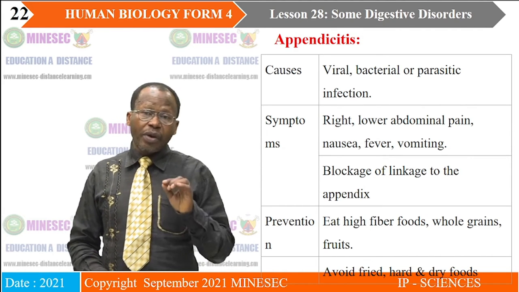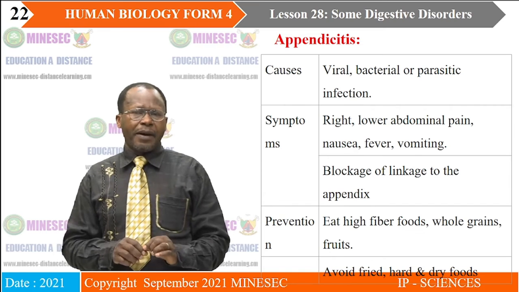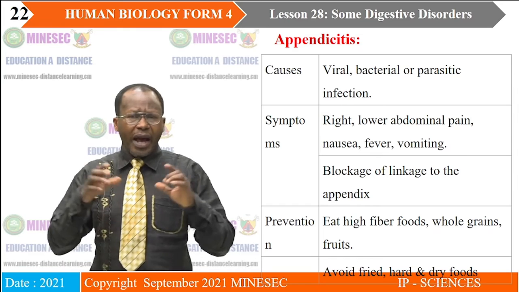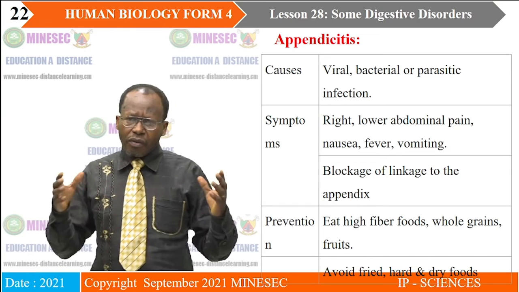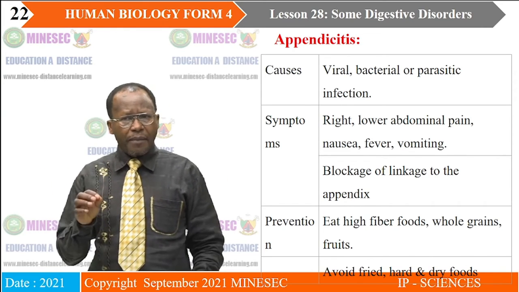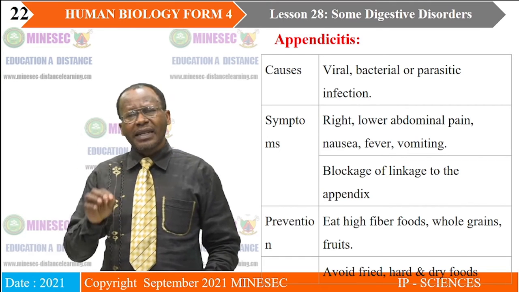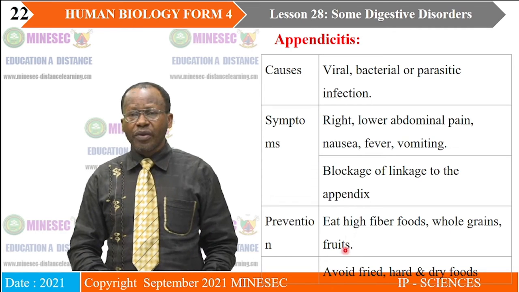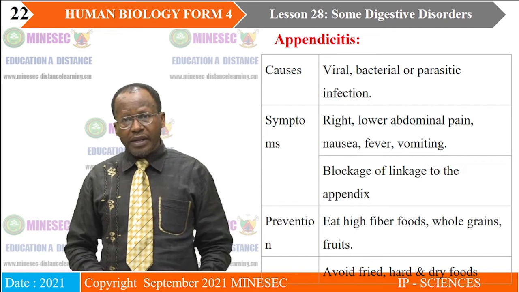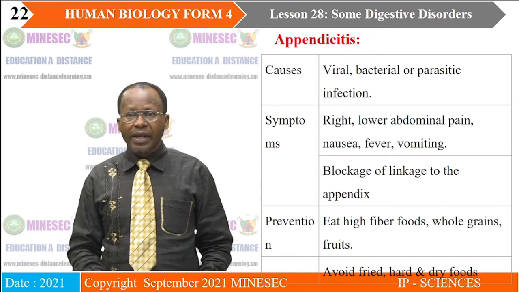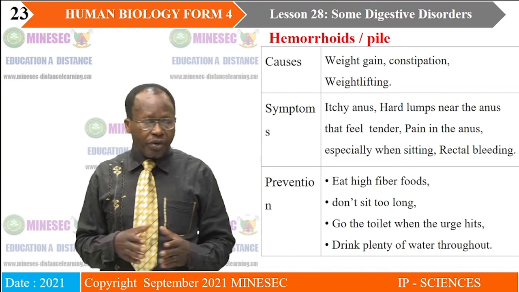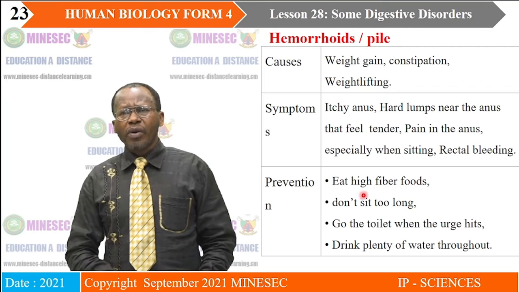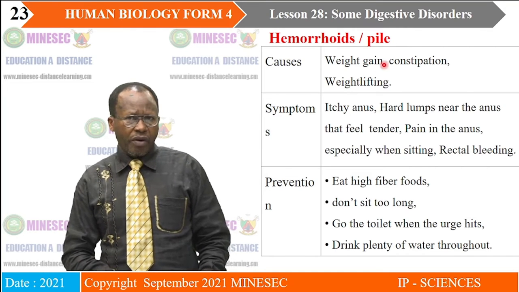It is important to eat food that contains fiber. Remember, when we talked about digestion, we talked of fiber. When we are looking at macromolecules or macronutrients, we talk of fiber because fiber will facilitate the movement of food along the alimentary canal. You also eat whole grains and you eat fruits, because when you consume these, they will enable and ease digestion and you reduce the chances of having appendicitis. We also look at hemorrhoid or piles.